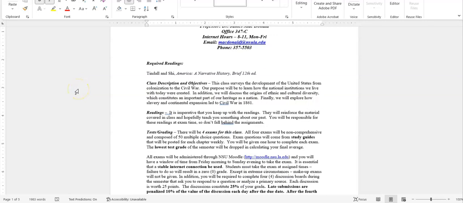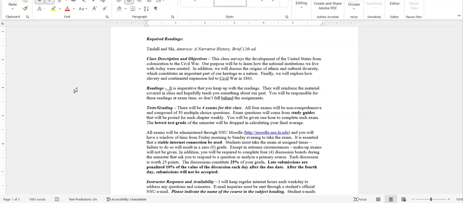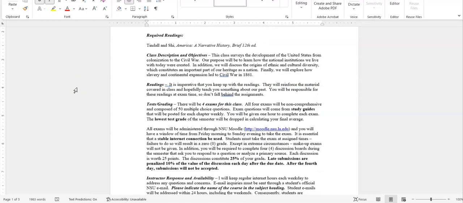The textbook, again, is required because the exams come from study guides that are generated from the textbook readings, and we'll talk more about that in a minute. The exams, we have 4 of them. This is a 4-week class. We have 1 exam every week that cover multiple chapters in the textbook. So those exams are 50 multiple choice questions. You will have an hour to complete them.